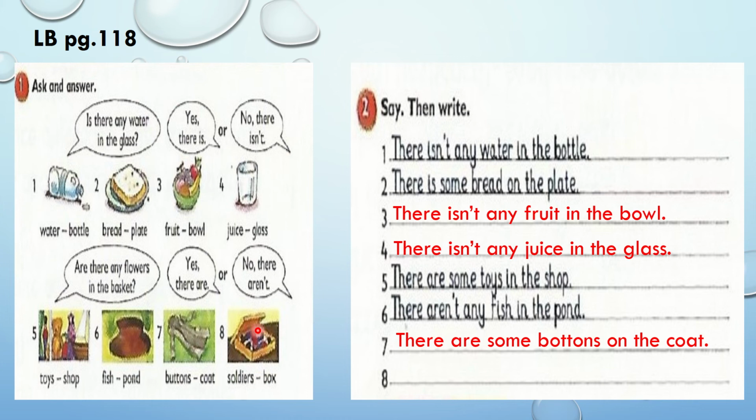So now here we have a look at picture number 8. It's a little box. And the two words that we need to use are soldiers and box. So our question number 8 then becomes, there are some soldiers in the box. And what if there were no soldiers in the box? Our sentence would be, there aren't any soldiers in the box.